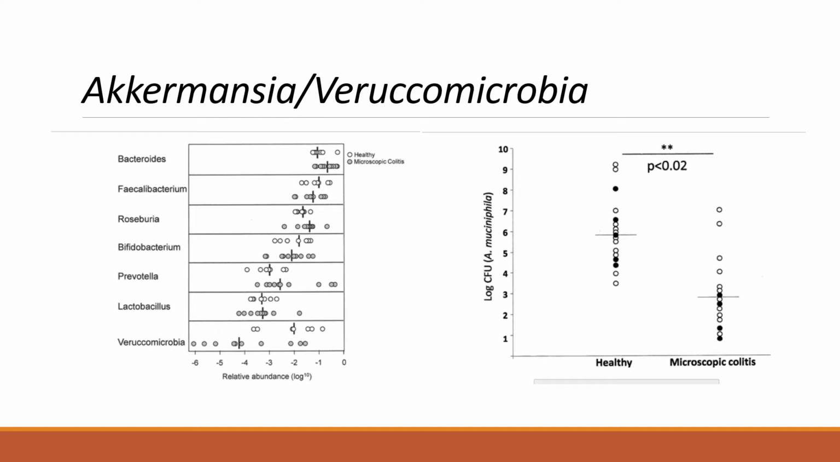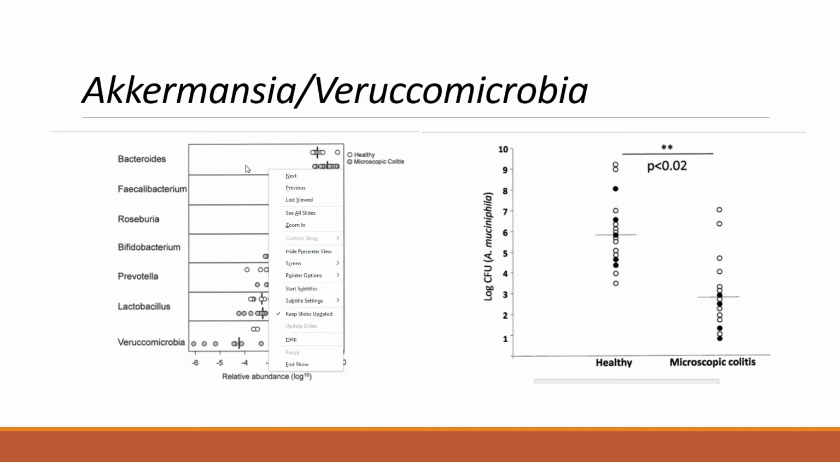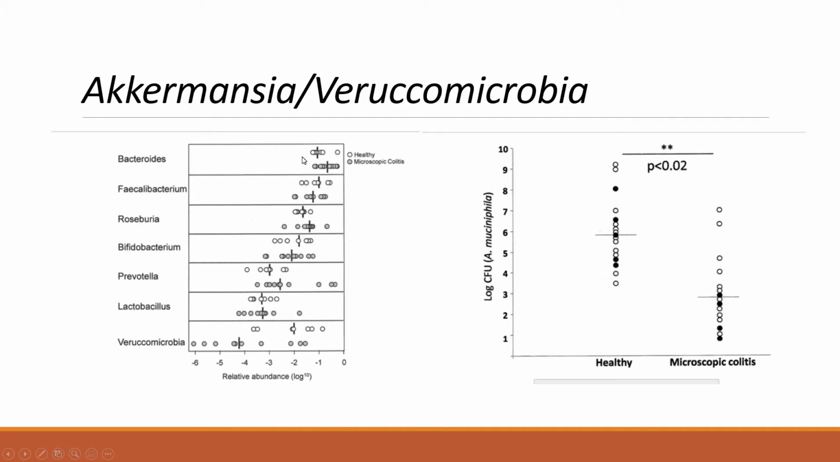Okay, and this was the study. Here, I'm not sure whether you can see my mouse, but I think here you can see that the species, this is Akkermansia species, were significantly lower in microscopic colitis compared to controls. I'm going to go over further because there's a recent article published in Clinical Gastroenterology and Hepatology just a couple of months ago, and they found a couple of other interesting bacteria which are probably also implicated in the etiopathogenesis of microscopic colitis.